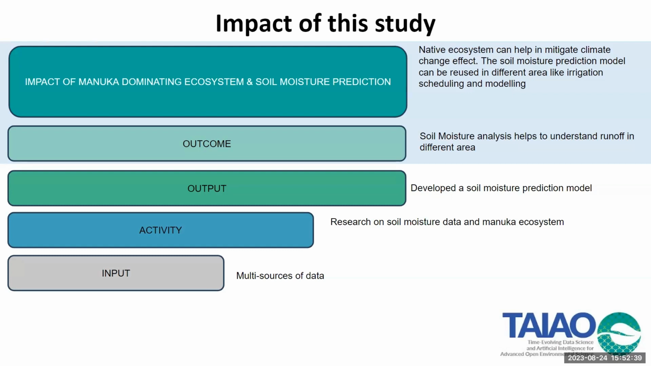Now, regarding the impact of the manuka-dominating ecosystem and soil moisture prediction, the native ecosystem can help us to mitigate climate change effects. And the soil moisture prediction that we are doing can be used in other areas like agriculture, where irrigation schedule modeling is there. We can use it as part of that model, not to replace it.